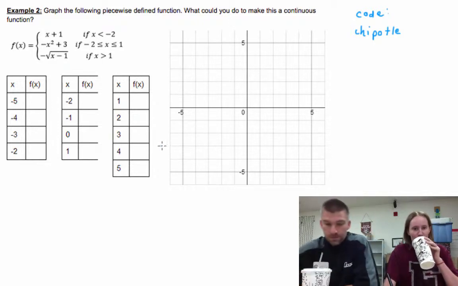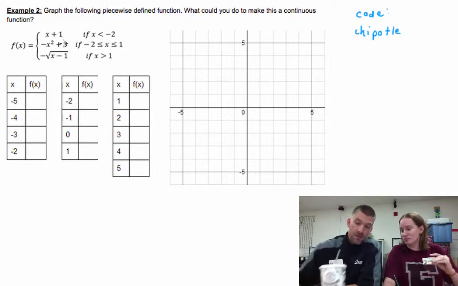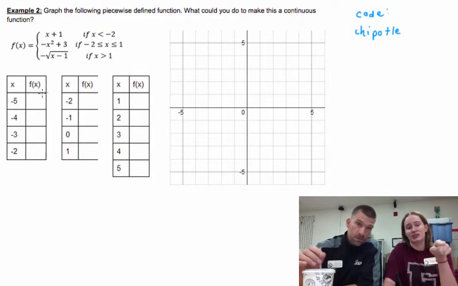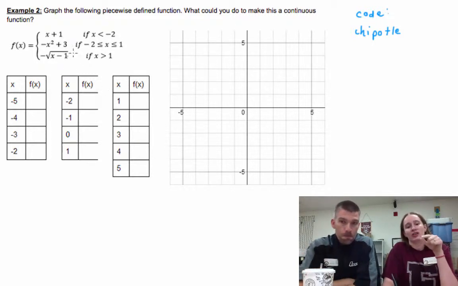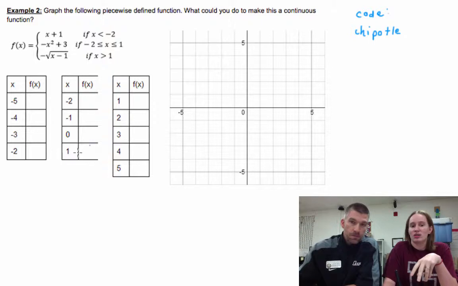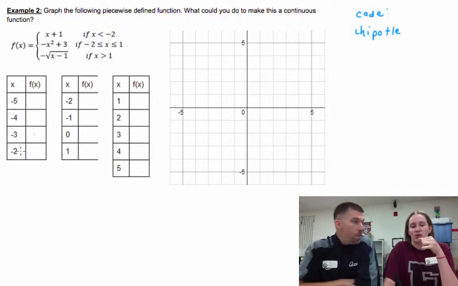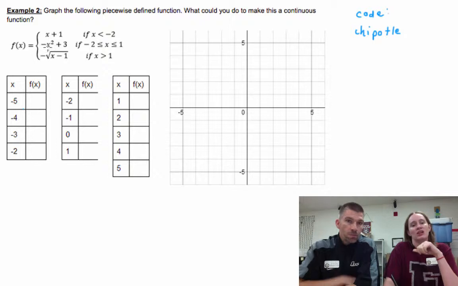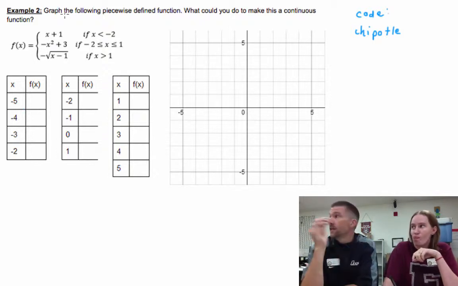Okay. All right, now I've created myself a Diet Coke with lemon. Nice. We've got 3 functions here. We've got 3 tables. Our first table is talking about numbers less than -2. Our middle is talking about between -2 and 1. And our last is talking about 1 and greater. And each time we do plug in the switching point twice. The -2 and the 1 get plugged in twice, but you can only include it when it's equal to.